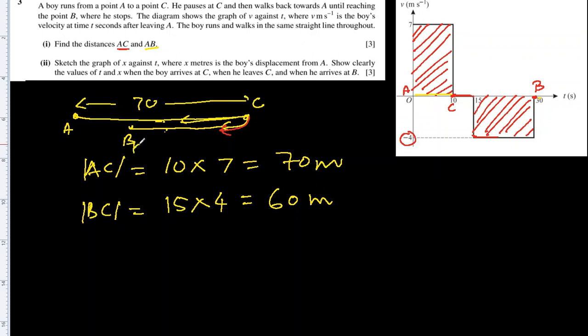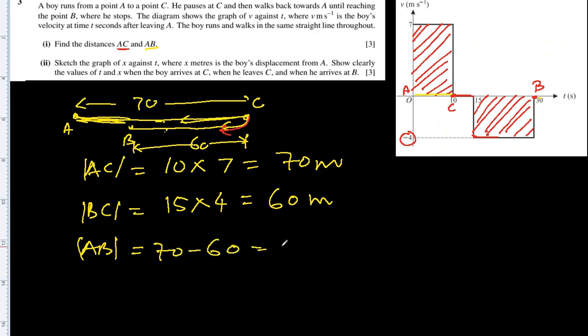and this distance is 60, and they are asking what is the distance AB. So AB will be 70 minus 60, which is just 10 meters. So we found both AC and AB. Number 2, sketch the graph of x against t where x meters is the boy's displacement.